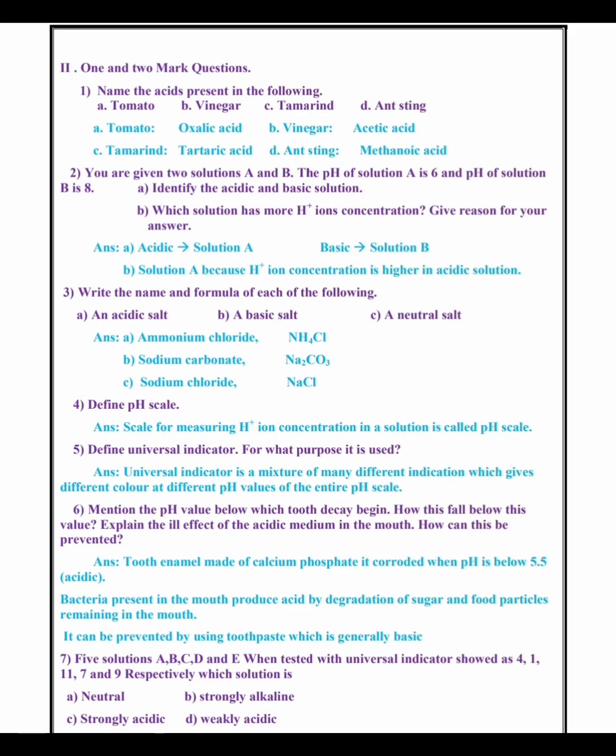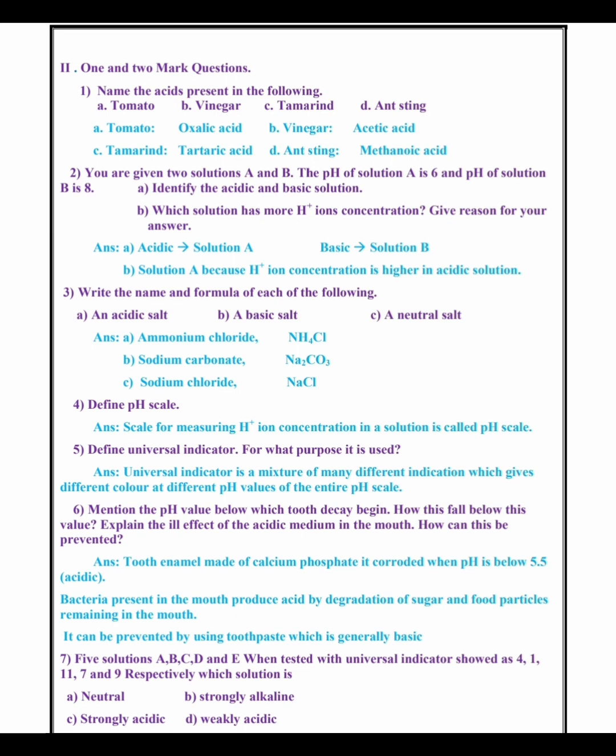Acid, bases and salts. 1 and 2 mark questions. Name the acid present in the following: tomato, vinegar, tamarind, and sting. And second question, you are given two solutions A and B. The pH of the solution A is 6 and pH of the solution B is 8. Identify the acidic and basic solution. Which solution has more H plus ions concentration? Give reasons for the answer.